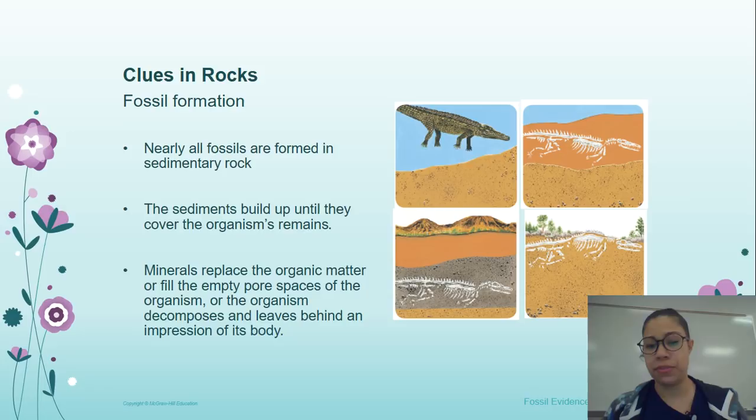The previous slide, that was a video I posted on Schoology. So how they form: animal dies, sediment gets on top of it, and then the minerals start replacing where the organic pieces were, and it leaves behind an impression of the body that was there.